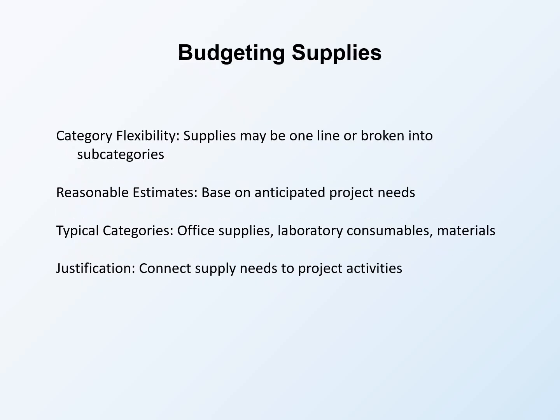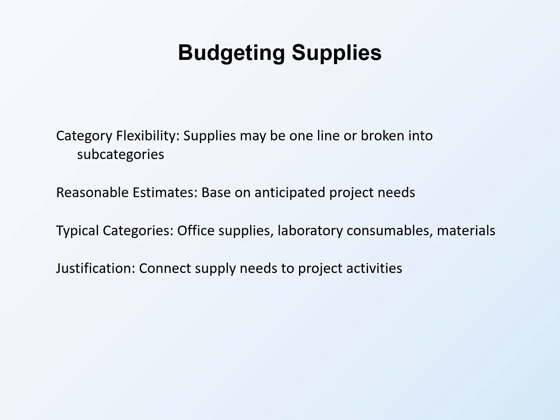Supplies budgeting is generally more flexible than equipment, but still requires thoughtful estimation and justification. Understanding expectations helps you prepare appropriate supply budgets. Supplies may be budgeted as a single line item or broken into subcategories depending on your project and funder preferences. Research grants often separate laboratory supplies from office supplies. Training grants might distinguish materials from general supplies. Use categories that make sense for your project.